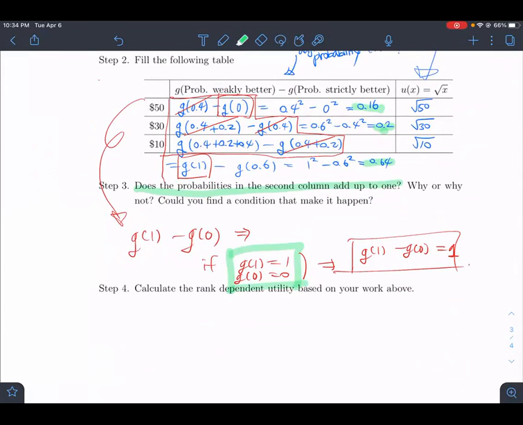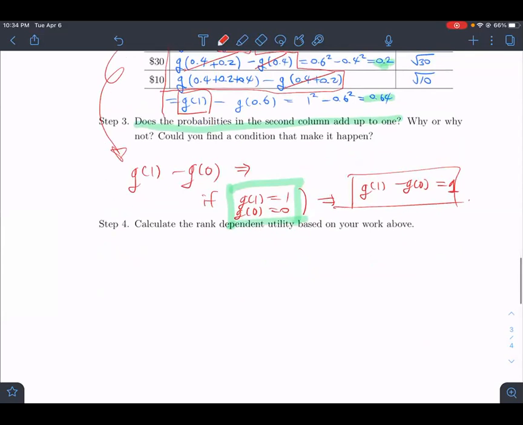Okay, so step 4, final one. So step 3 is actually not, yeah, this one should be an independent question. It's not really a question. Step 4 is the actual step 3. Anyway, calculate the rank-dependent utility.